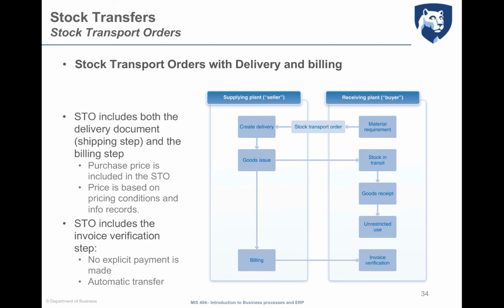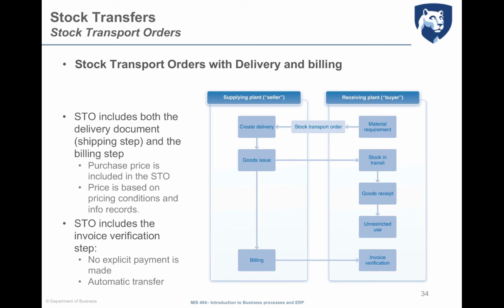Finally, if we include also the billing activity, so if we reach the stock transport order with delivery and billing, we reach the most appropriate scenario for intercompany transfer, because we include both the delivery documents, so the shipping step, but also the administrative steps, so the billing activities from the fulfillment process at the sending plant. So we include also the invoice verification step from the procurement process at the receiving plant.